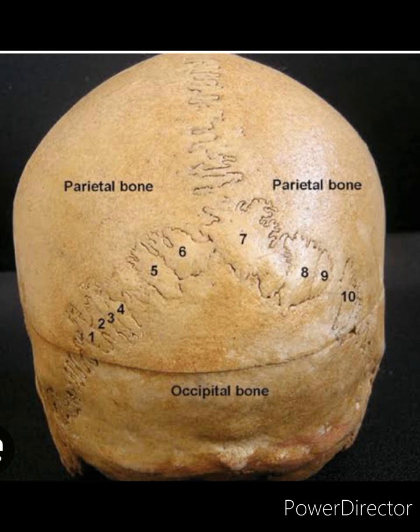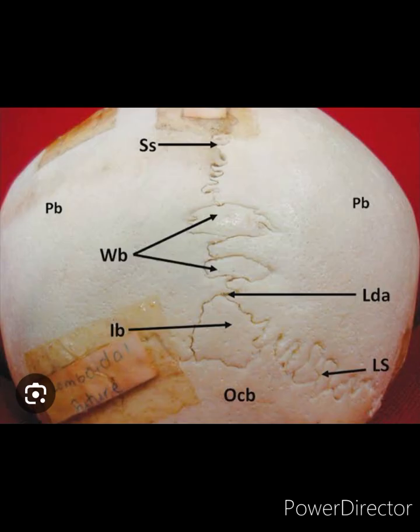There we can see 1, 2, 3, 4. There we have them numbered, right? All are nothing but the sutural bones. You can see that one is in the parietal bone and the lambdoid.